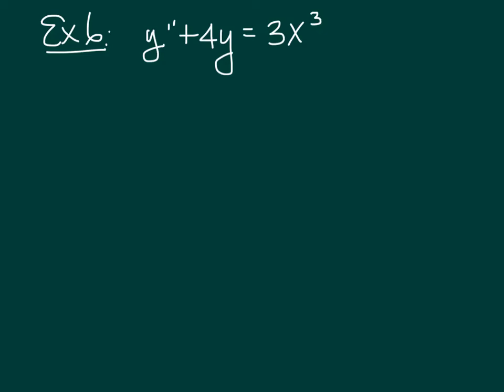Example 6. Okay, so we want to find again the general solution to this non-homogeneous equation. This is our non-homogeneous equation, and here's our function of x. It's definitely not equal to 0. It's a polynomial function. So again, let's use our 3 steps.